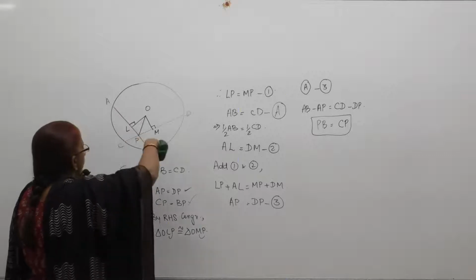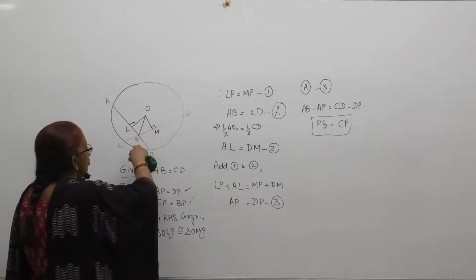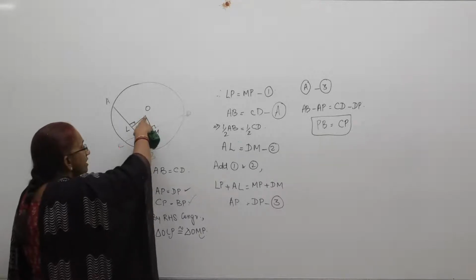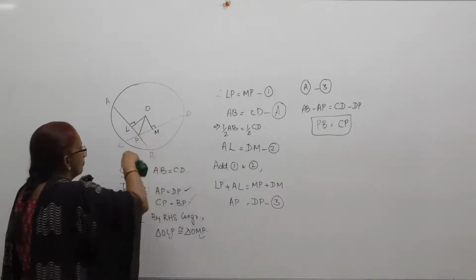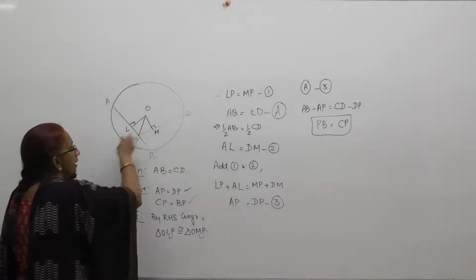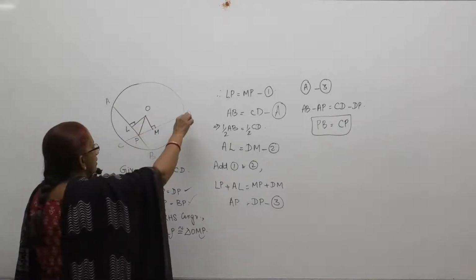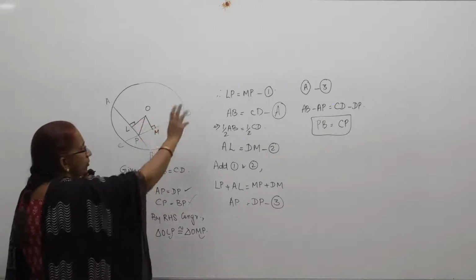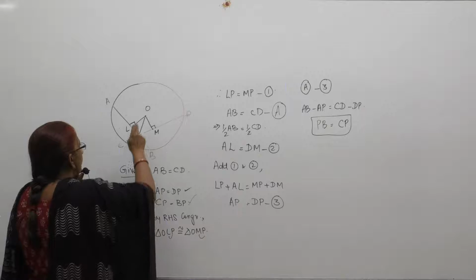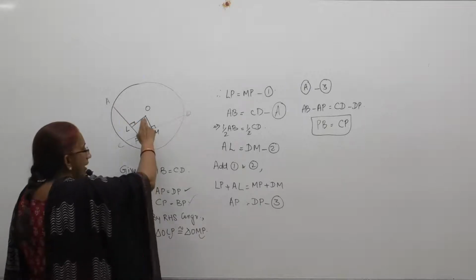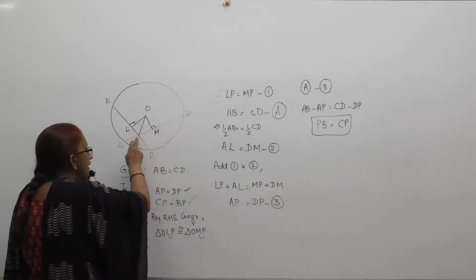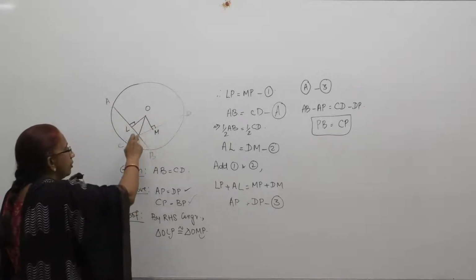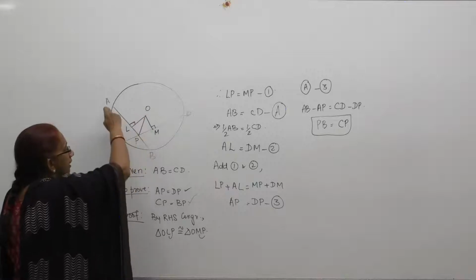So if two equal chords intersect within the circle, prove that the line joining the point of intersection with the center makes equal angles with the chords. So you need to find out the angle between OP and the chord CD. The angle between OP and the chord CD is nothing but angle OPD. The angle between the chord AB and OP will be angle OPA.